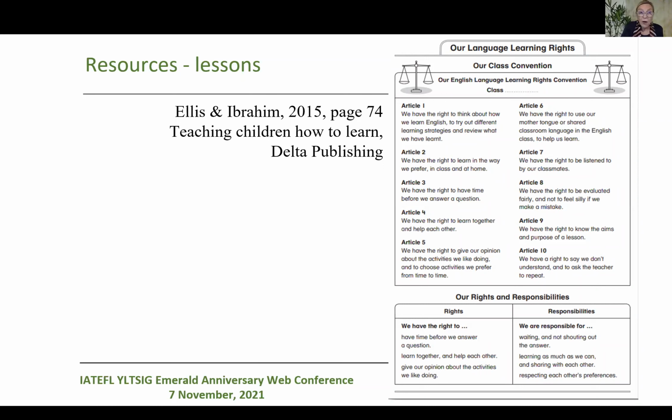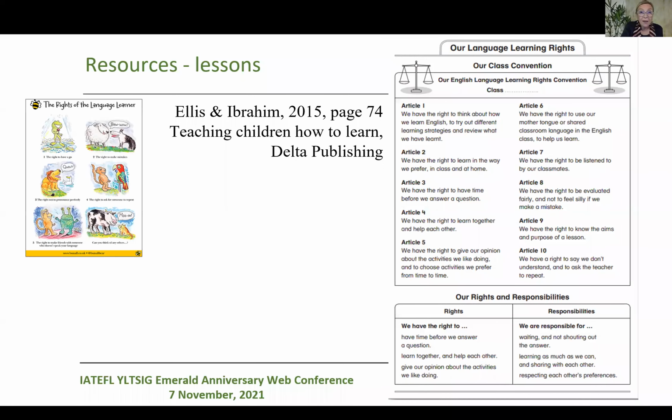So you could get children to illustrate the class convention. Nikki Joseph in her quiz on Friday evening showed some of these. This comes from a humorous poster, The Rights of the Language Learner. You can download it from the internet. It comes from Be Small Publishing. So that is one lesson.